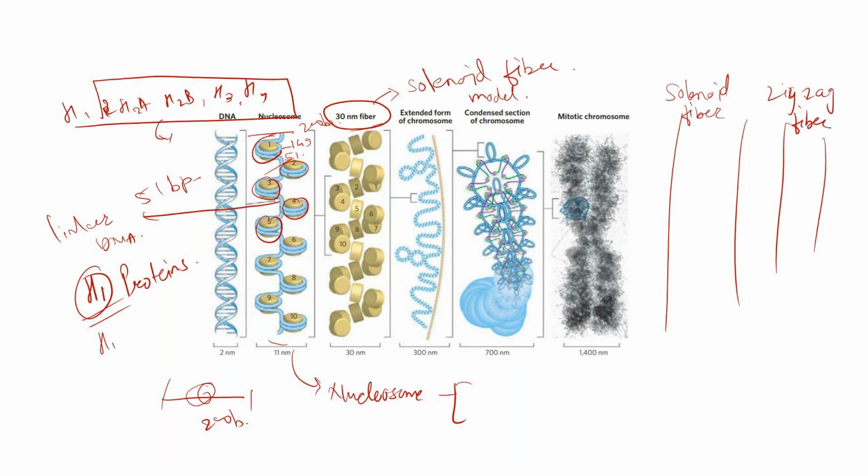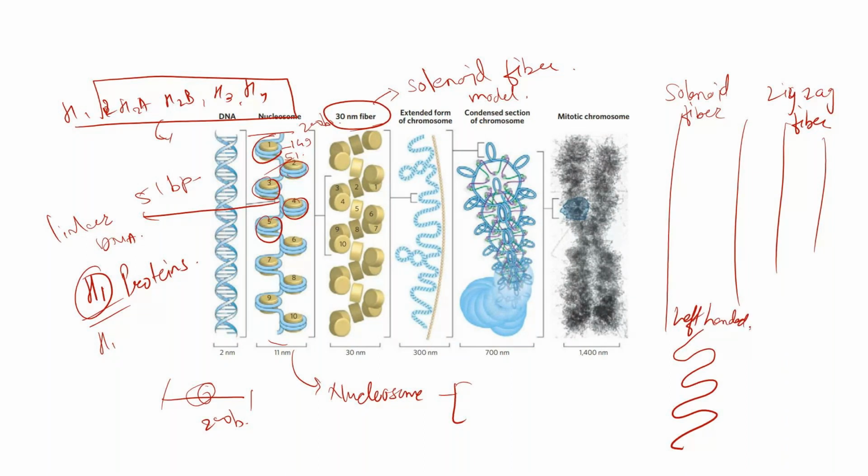If the nucleosome is twisted left-handedly, only one start helix is there. Okay, there is one start helix and it is twisted left-handedly, like this. If there is only one start helix and it is twisted left-handedly, this is called the solenoid model.